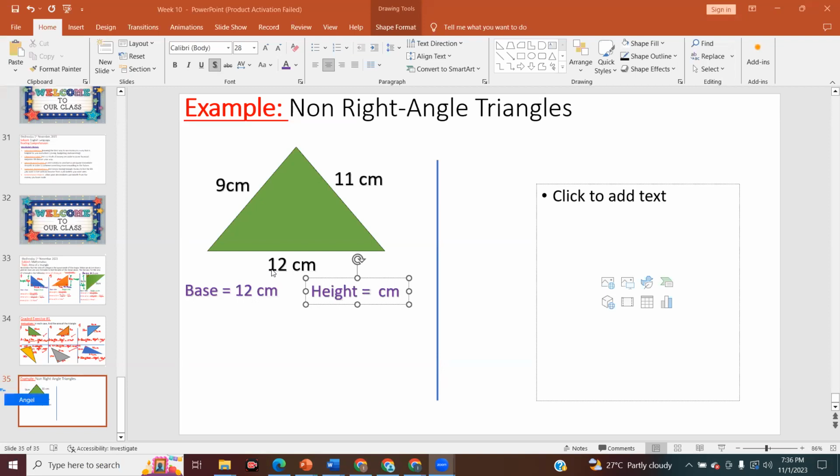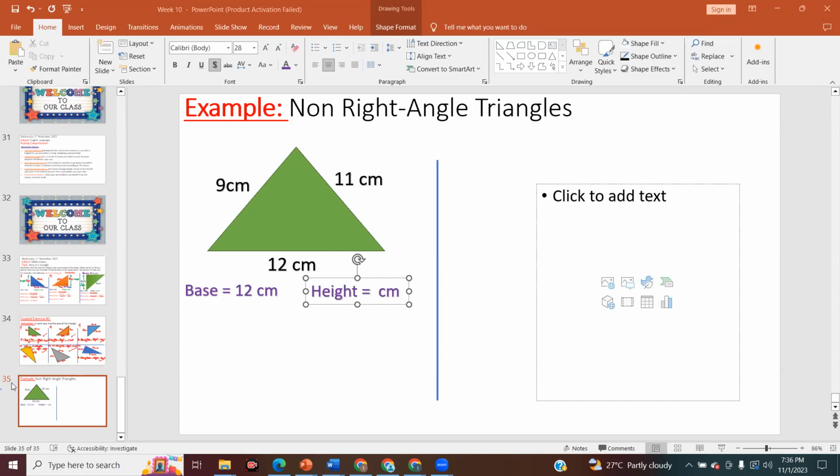Marnik, where's Marnik? Marnik probably would know. Angel, can you stop writing on my screen? There's Angel. Angel, please stop writing on my screen. Now I have to erase it. Please stop writing on my screen. Go ahead, Marnik. Marnik, what do you think the height is going to be? Is Marnik there? No.